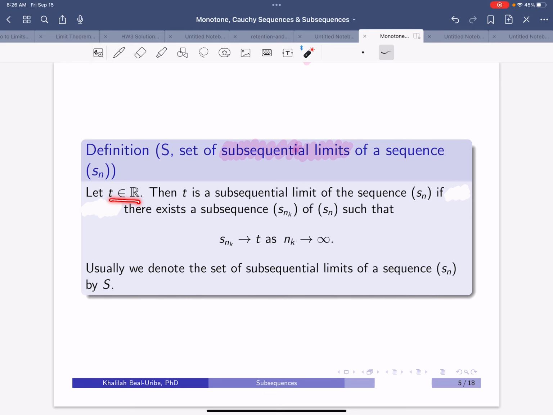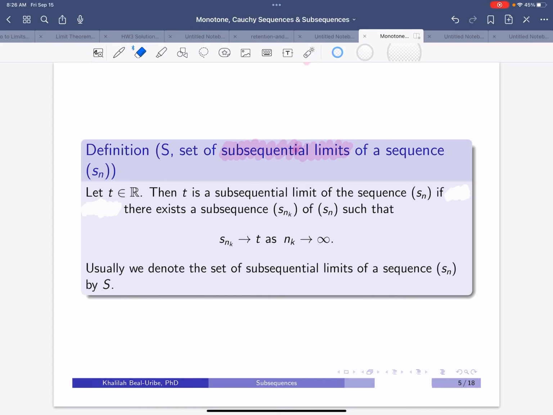So let T be a real number. Then T is a subsequential limit of Sn if there exists a subsequence, Snk, that converges to it. And then usually we denote the set of subsequential limits by S. And the reason why we care about the set of subsequential limits is because the limits of the subsequences of your sequence tell you about the behavior of the original sequence.